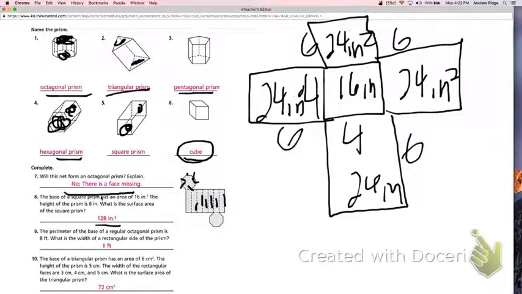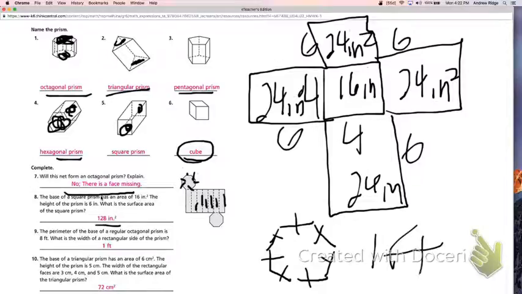The perimeter of a base of an octagonal prism is 8 feet. What is the width of the rectangular side of the prism? So you got your rectangle, your octagon, and assuming that it is a regular octagon, unlike what I'm drawing here, each side is going to be the same. If the perimeter is 8 feet, that's 8 divided by 8 sides. There's only going to be 1 foot per side.